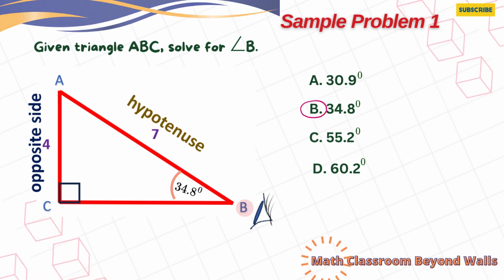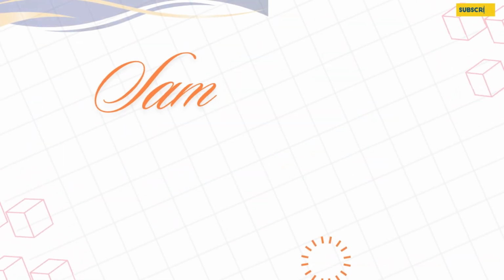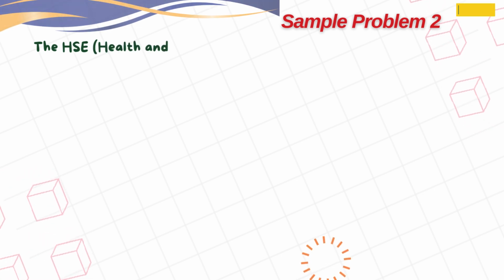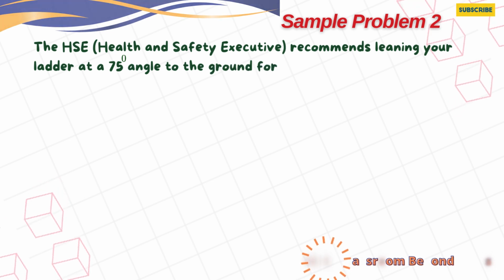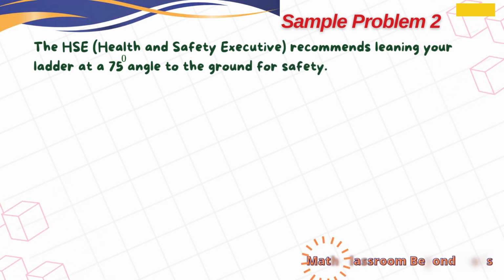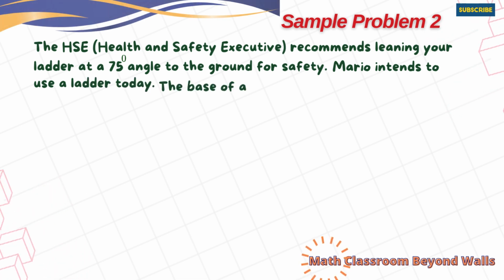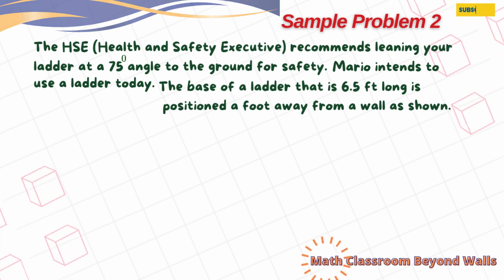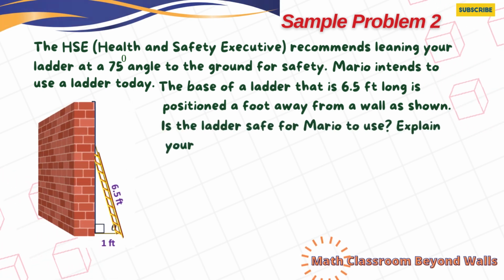Okay, let us work on this application problem this time. Sample problem 2. Here's the problem. The HSE, Health and Safety Executive, recommends leaning your ladder at a 75-degree angle to the ground for safety. Mario intends to use a ladder today. The base of a ladder that is 6.5 feet long is positioned a foot away from a wall as shown. Is the ladder safe for Mario to use? Explain your answer. So figures given.